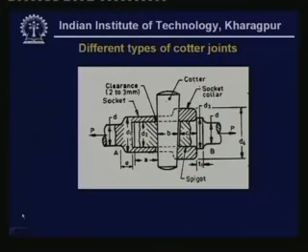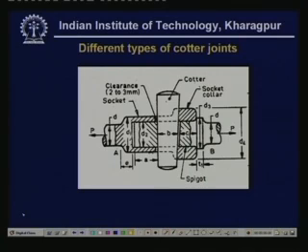Now what you see here is one kind of cotter joint, and there are two parts which are to be joined by means of a cotter. This is known as a cotter. A cotter is like a pin, but it has square cross sections. If you want to draw the cotter, then it looks something like this. So this is a cotter in three-dimensional figure.